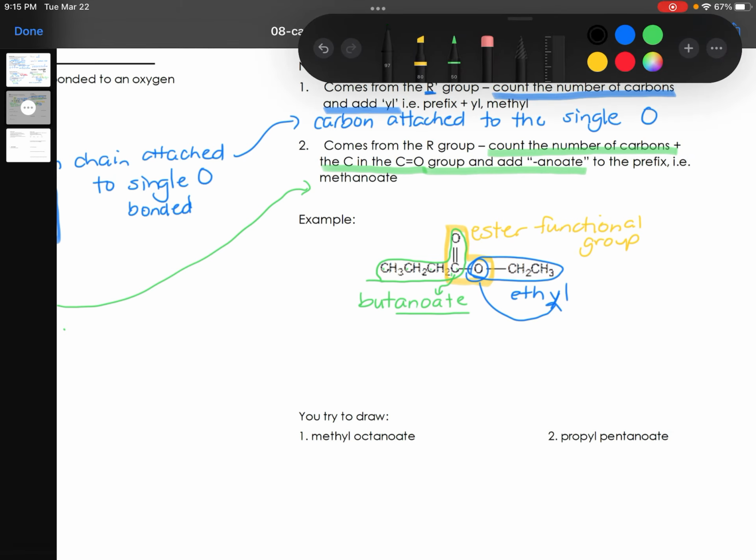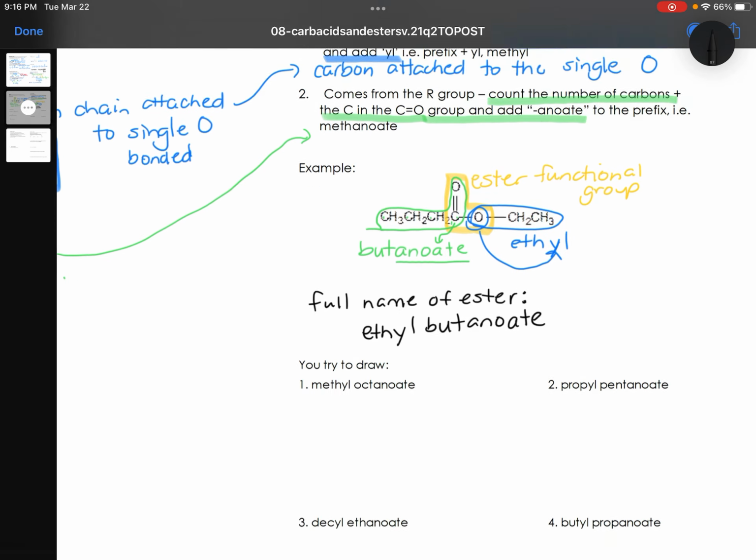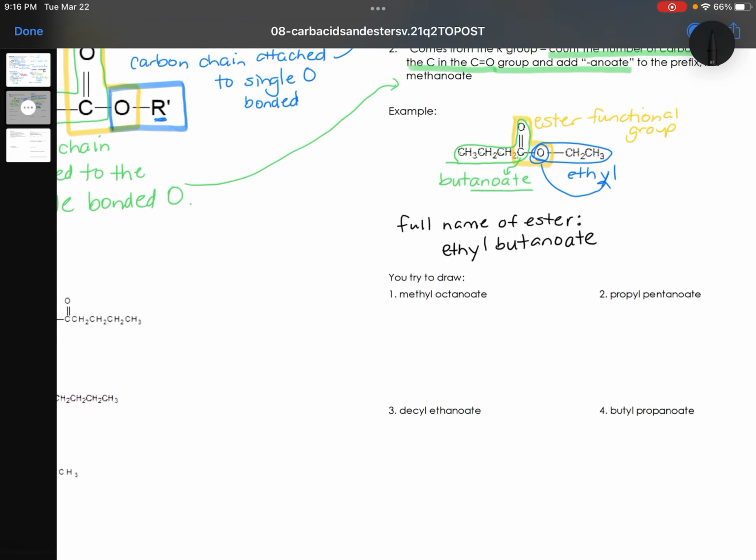So the full name of the ester, or the convention that we use, is we write the YL part first and then the anoate part second. We sort of have both here. It doesn't really matter what we do first.